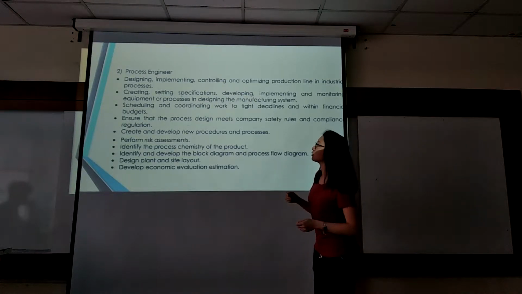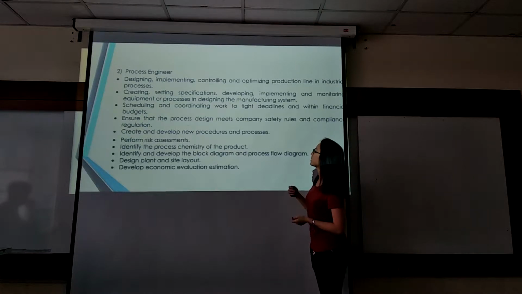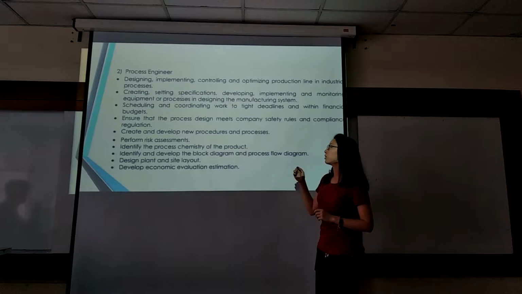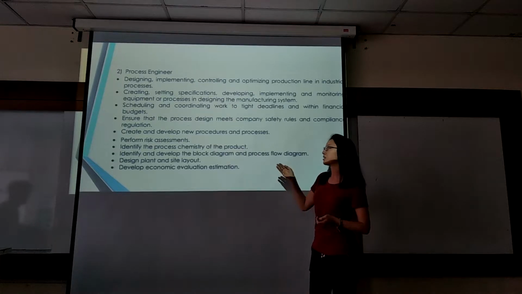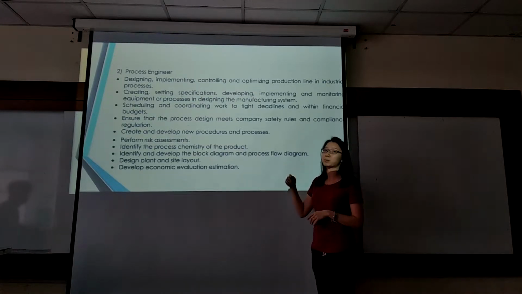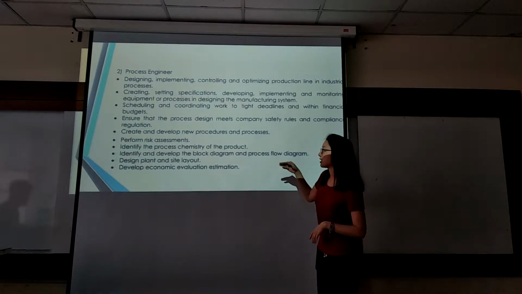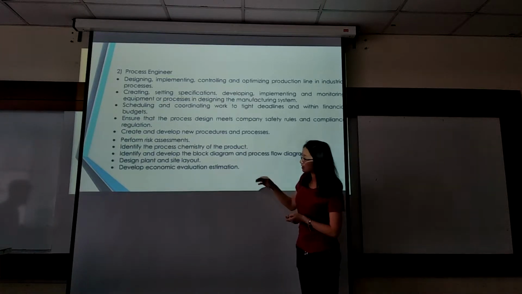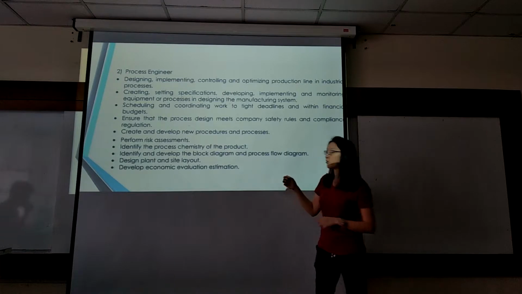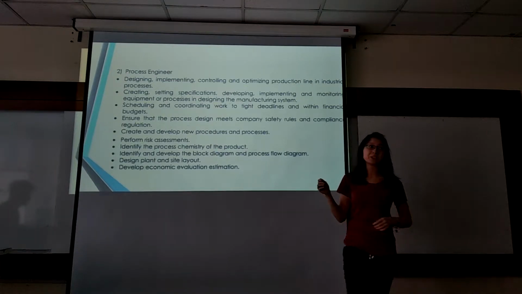So next is to ensure the process design meets the company safety rules, and next is create and develop the new procedures and processes, and then perform risk assessment, like hazard risk assessment, and then next is identify the process chemistry of the product, like the energy and mass balance. Next is identify and develop the block diagram and process flow diagram, design plant and site layout, and the last one is develop economic evaluation estimation.